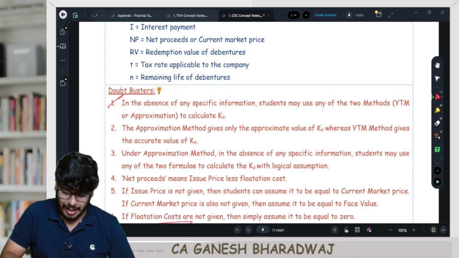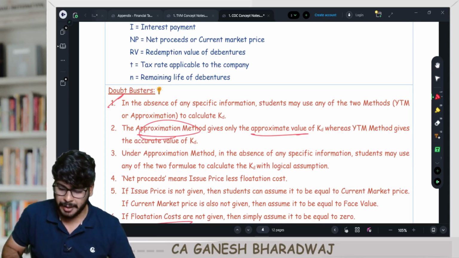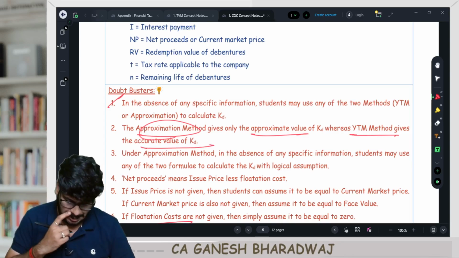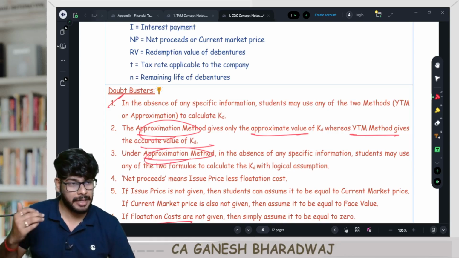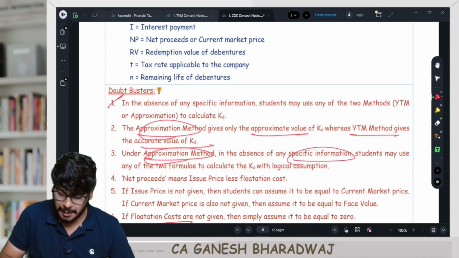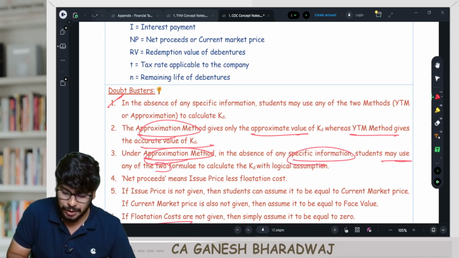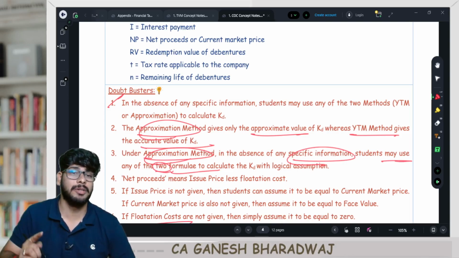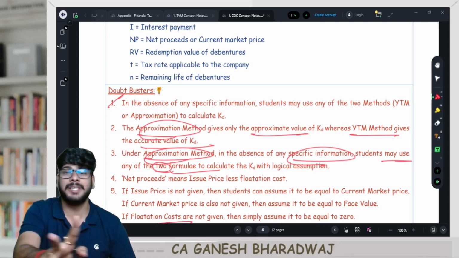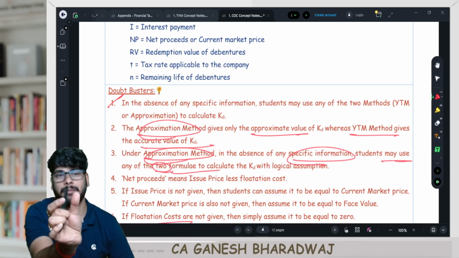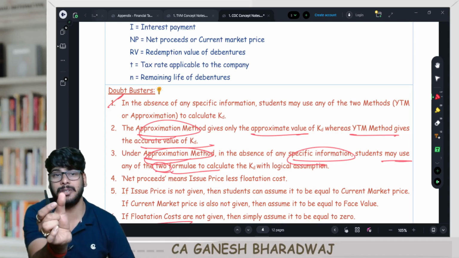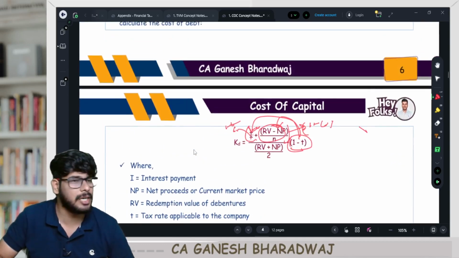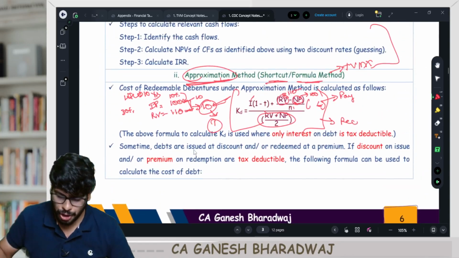Next. The approximation method gives only approximate value of KD, whereas YTM method gives the accurate value of KD. Clear with this? Next. Under the approximation method, in the absence of any specific information, students may use any of the two formulas to calculate KD with logical assumption. One formula we assumed that only interest is a tax deductible expense. The second formula we said even the spread between my RV and NP is also tax deductible. We took that outside. Generally, we don't use the second formula. It is generally not used in any of the questions. We only use the first formula.